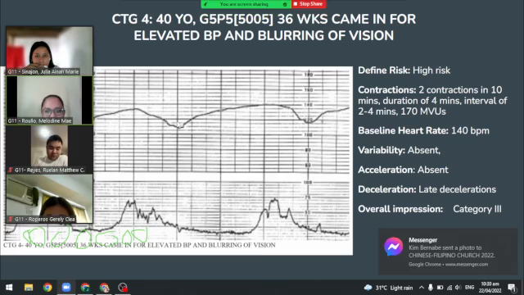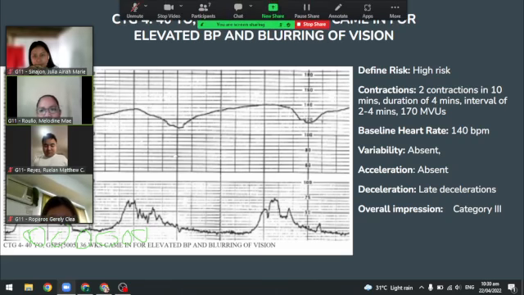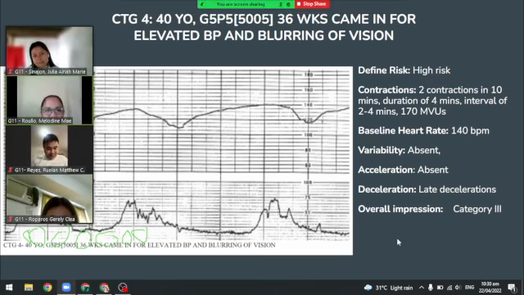From the baseline heart rate, doc, it's 140, and then we count. So for the late deceleration, doc, it should last for more than 15 seconds. Then the baseline heart rate should also drop more than 15 beats per minute, doc.